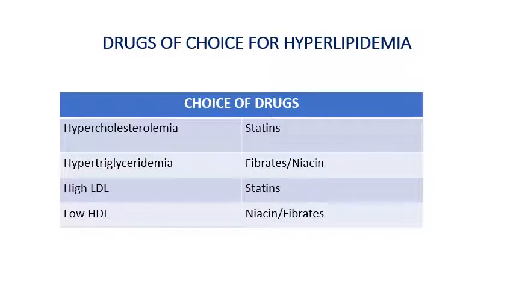So these are the drugs of choice for different types of hyperlipidemia. When there is hypercholesterolemia, there is increased total cholesterol levels, so statins are preferable drugs. And when there is increased triglycerides, in case of hypertriglyceridemia, fibrates and niacin are the drugs of choice. And for high LDL levels, statins are always preferable. Statins are mainly the first choice of drugs in the management of high LDL levels. And low HDL levels are treated with niacin and fibrates because they are shown to increase the HDL levels.